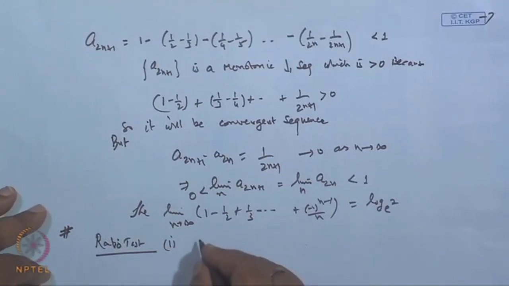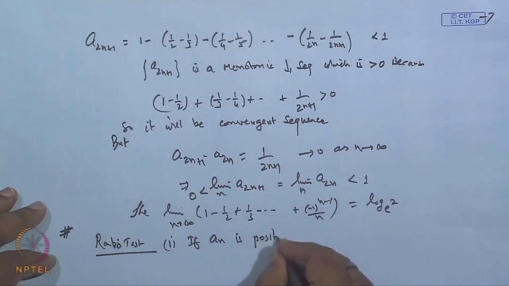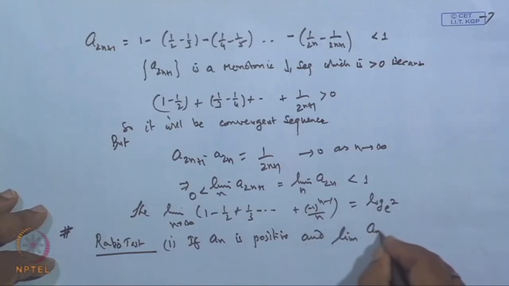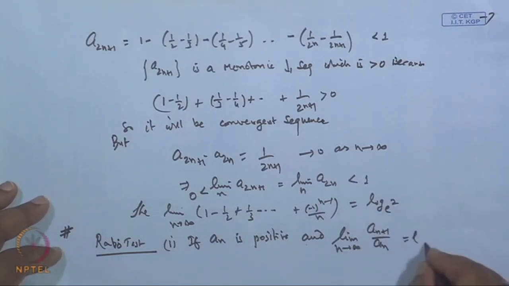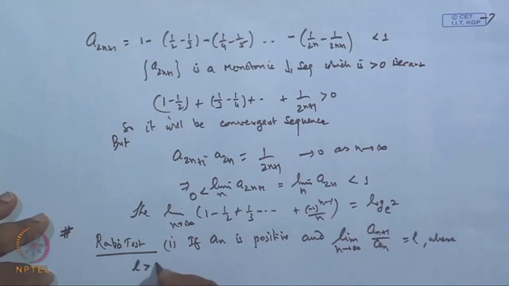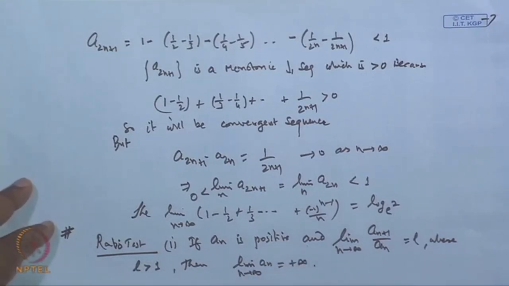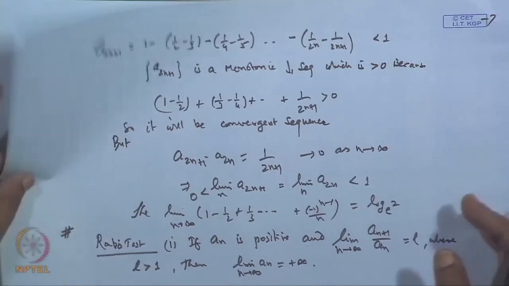if a n is positive, meaning the terms of the sequence are positive, and the limit of a n plus 1 by a n as n tends to infinity is L, where L is greater than 1, then the sequence a n will diverge and the limit will be plus infinity. So you need not go through anything. You just find the ratio and take the limit as n is sufficiently large. If the limit comes out to be L, which is greater than 1, then it will diverge, otherwise it will converge. Okay? So let us see the proof of this.